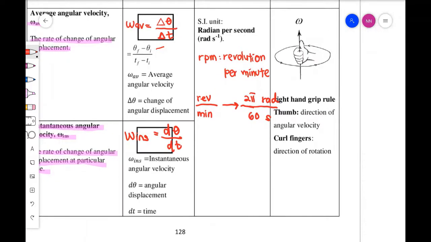The direction of the angular velocity and instantaneous angular velocity can be determined by using the right hand grip rule, where the thumb represents the direction of the angular velocity and the curved fingers represent the direction of rotation.